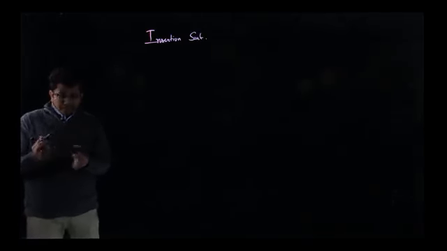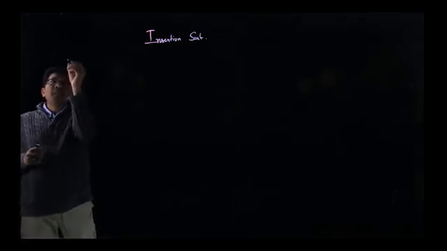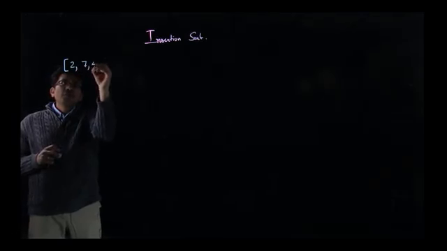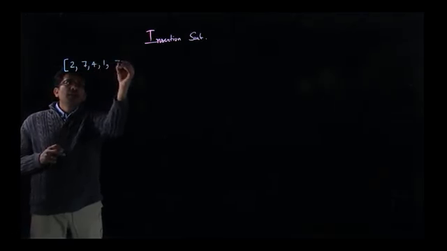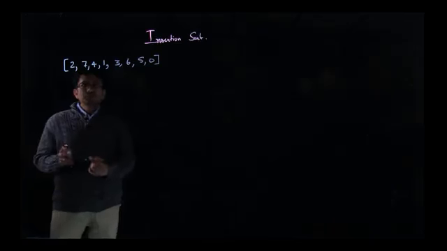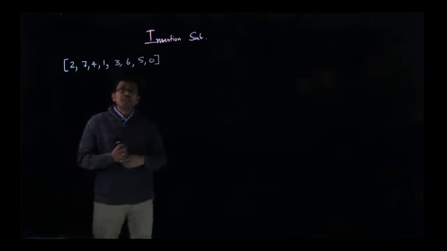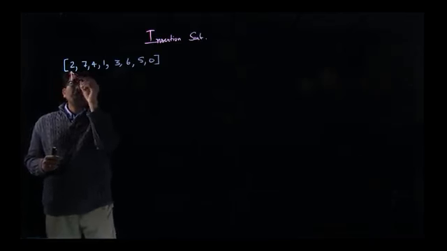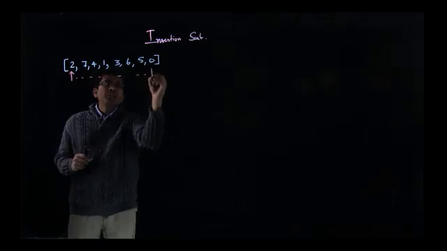All right, so the idea here is, suppose we are given an input array, let's say 2, 7, 4, 1, 3, 6, 5, and a 0. Let's say this is our initial array. Now what we are going to do is go through each of the elements of this array from beginning to end.